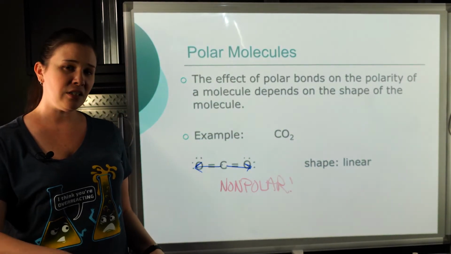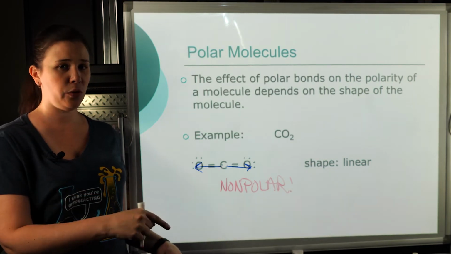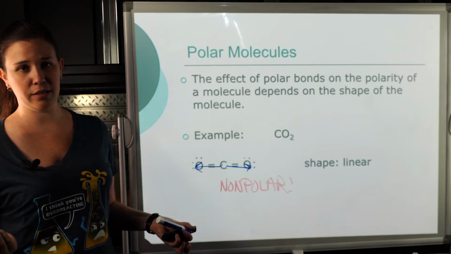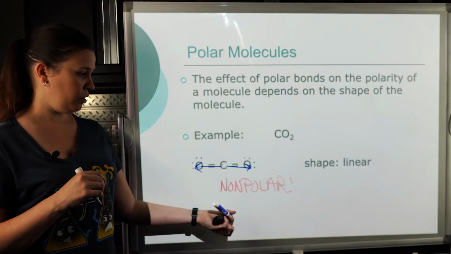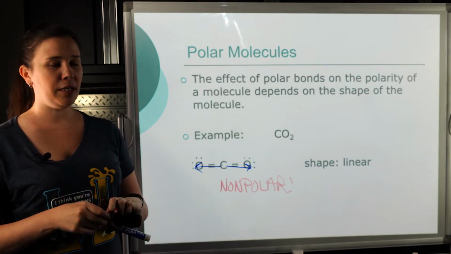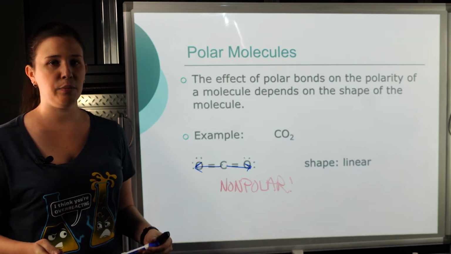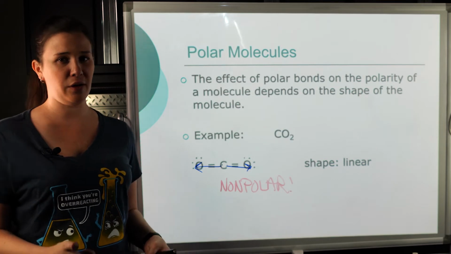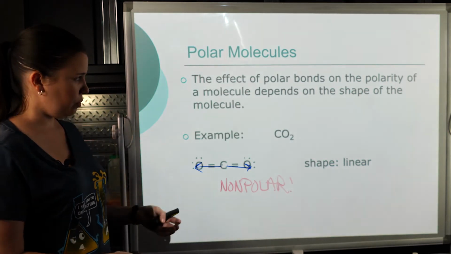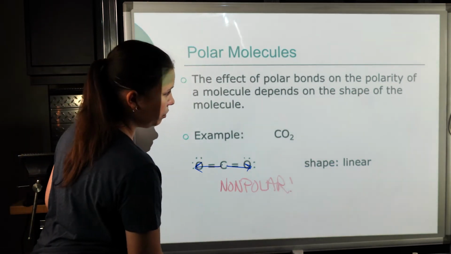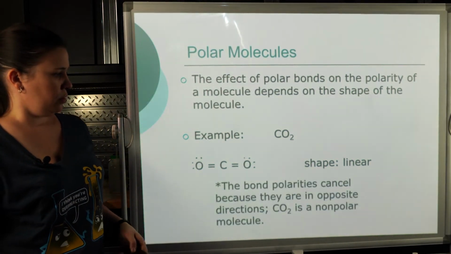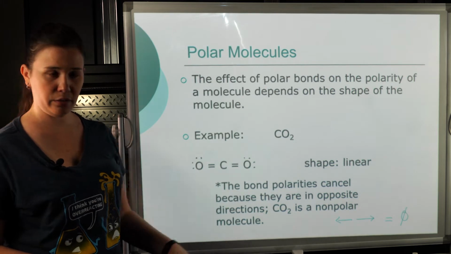If there is a total dipole, it's polar. If they cancel out or aren't there in the first place, like with the diatomic molecule, non-polar. The only way to get a polar molecule is to both have polar bonds and have a shape that does not allow them to cancel out. So with carbon dioxide, you would end up with a non-polar molecule, canceling out to 0.